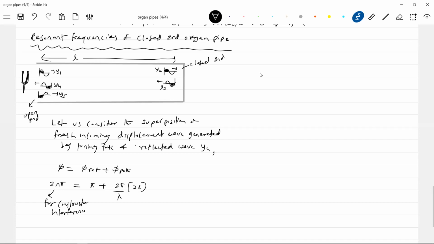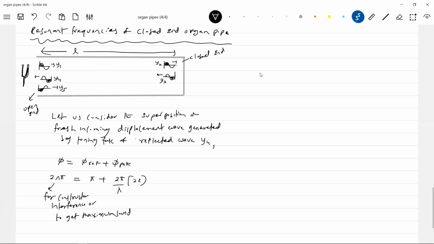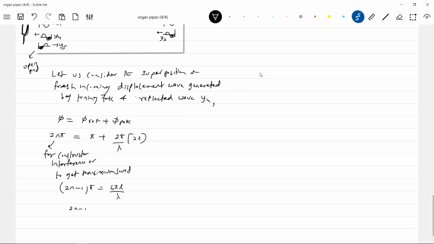Next, you can say, okay sir, why constructive interference? For constructive interference, or to get maximum sound. This is a basic idea. So now this will become 2n minus 1 pi equal to 4 pi L by lambda, or this will become 2n minus 1 equal to 4L by lambda. Okay, I'm in a better position now. What is lambda? Lambda, I'll write it as V by F.